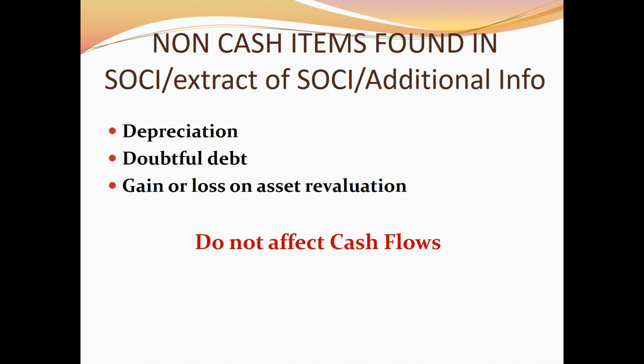When you're going through the list of other expenses to find other suppliers, you'll notice that some items in SOCI are called non-cash items. Why are they called non-cash items? Basically, there's no cash being paid. For example, depreciation of non-current assets. When your non-current asset depreciates, there's no money involved. When there's a doubtful debt, there's no money given to anyone else. As well as a gain on asset revaluation or loss, there's no money given to anyone, whether in or out. So it does not affect cash flow.